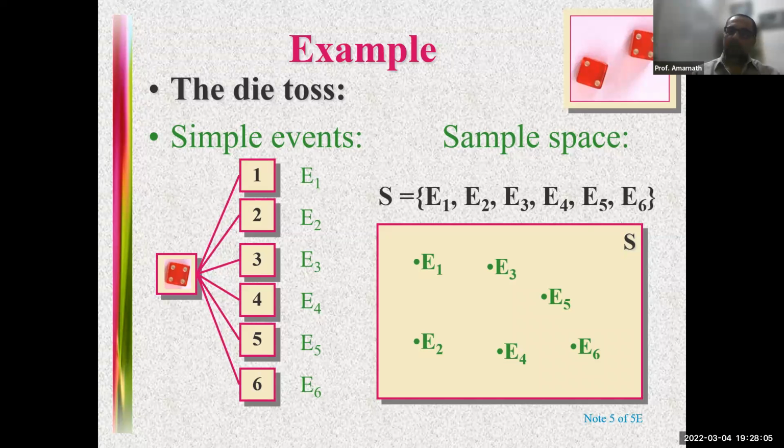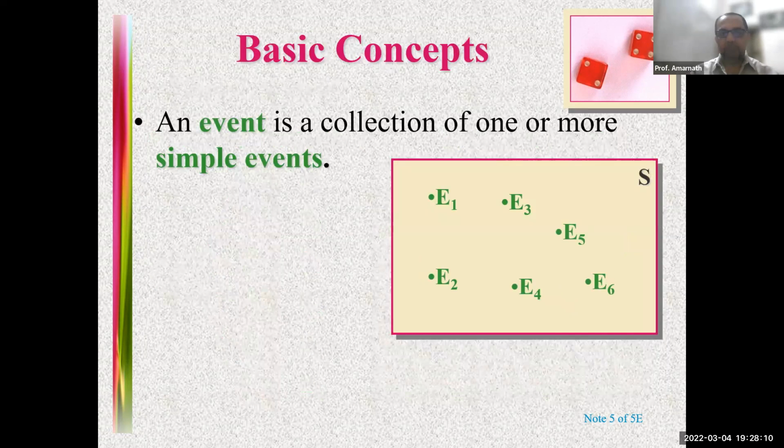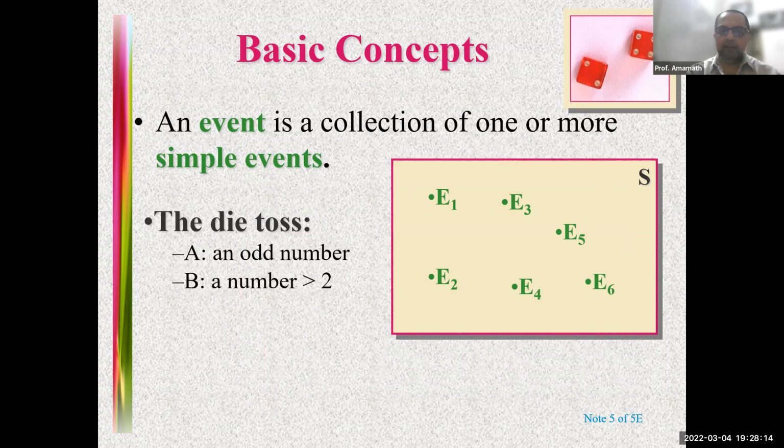An event is a collection of one or more simple events. That's fine. For the die toss, A could be an odd number, or a number greater than 2. Whatever it is, it may come up there.